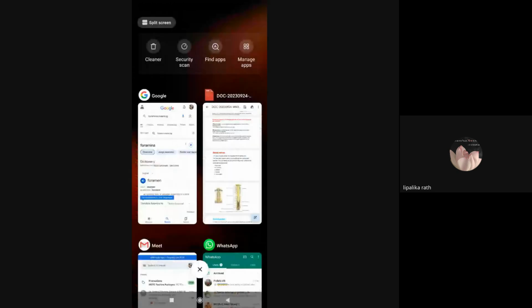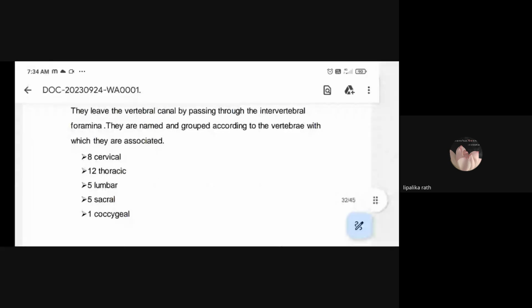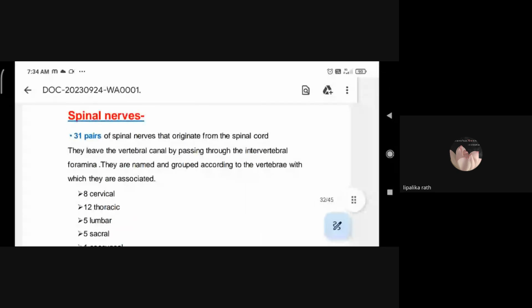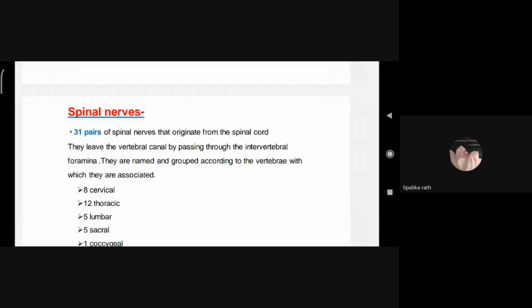So you have seen what Google says? Okay. So Google says that foramina means hole in bone. So there is a hole in the vertebral column, means in each vertebra at right and left, through which nerves are leaving the vertebral canal.